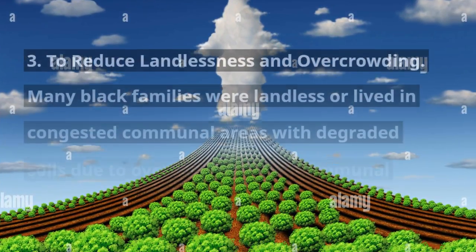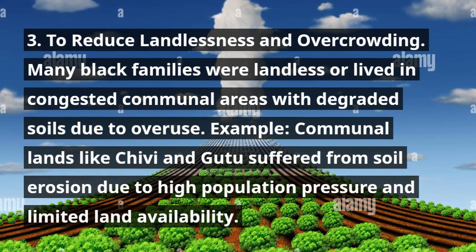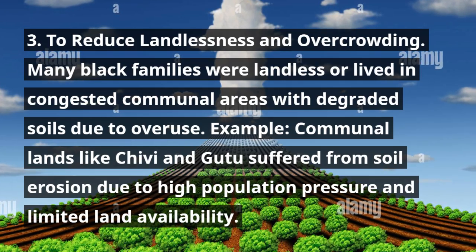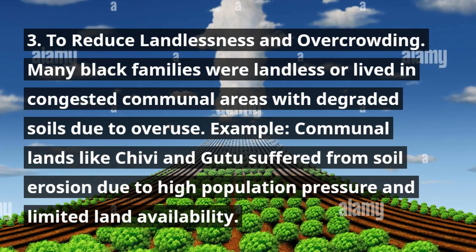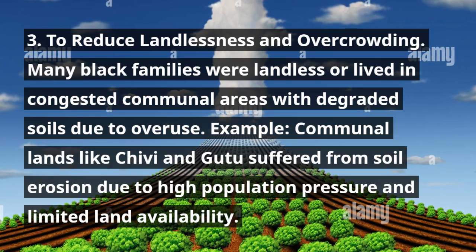3. To reduce landlessness and overcrowding. Many black families were landless or lived in congested communal areas with degraded soils due to overuse. Example: communal lands like Chivi and Gutu suffered from soil erosion due to high population pressure and limited land availability.